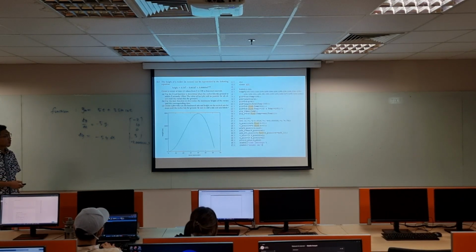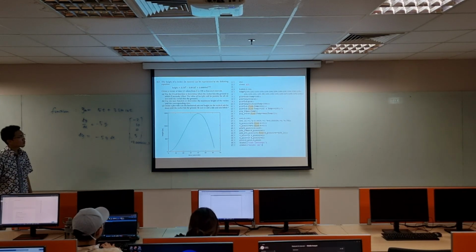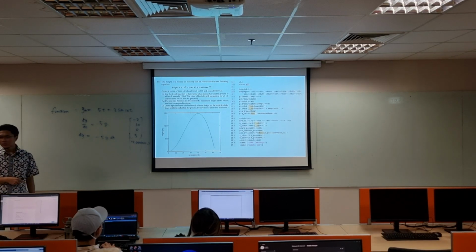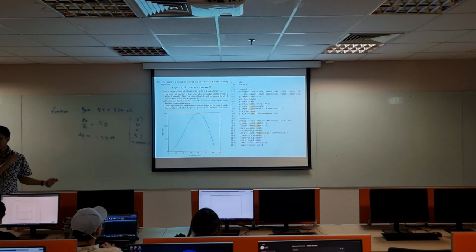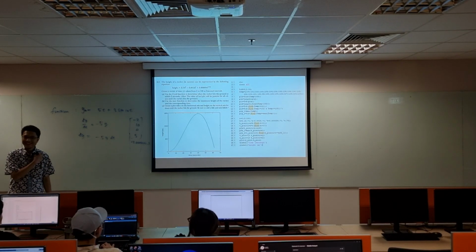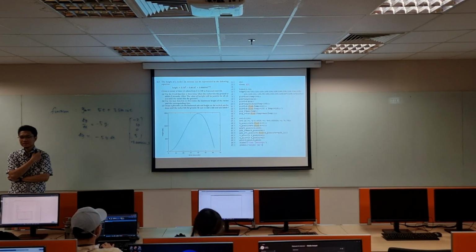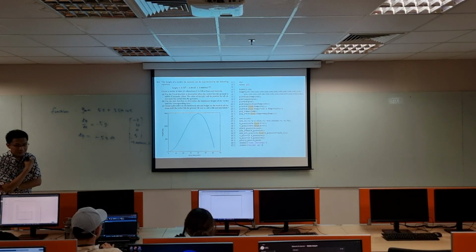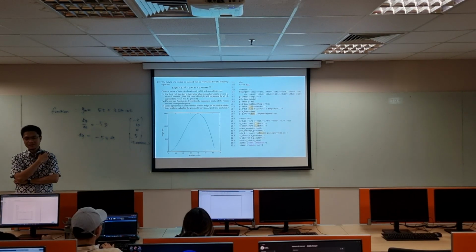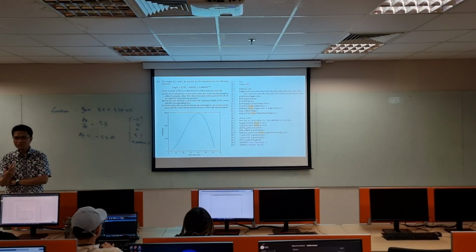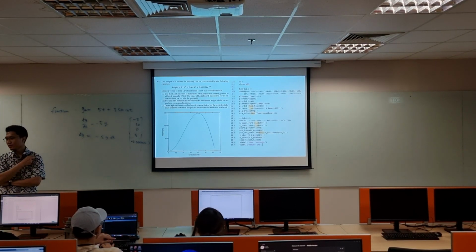Problem number 2. In problem number 2, what's the challenge in here? Do you think, when you are working on this for the second time, what's the challenge? You mean the difficulty? Yeah, what's the difficulty? There is no right or wrong. I just want to know what your difficulty is in working on this.